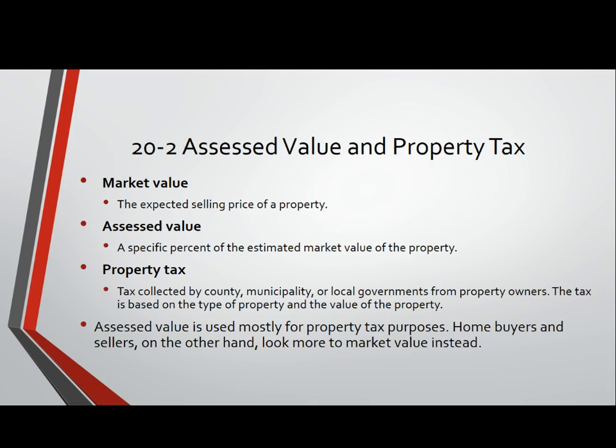Okay, so that's section 20-1. This is section 20-2. This is looking at assessed value and property tax. So the expected selling price of a property is considered the market value, how much they think it's going to go for. And then the assessed value is a specific percent of the estimated market value of the property. Now you'll notice down here there's a little note. Assessed value is not like the appraisal value. A lot of people get those confused.